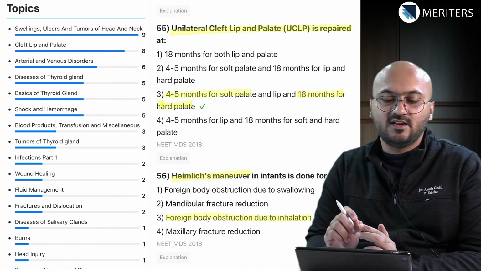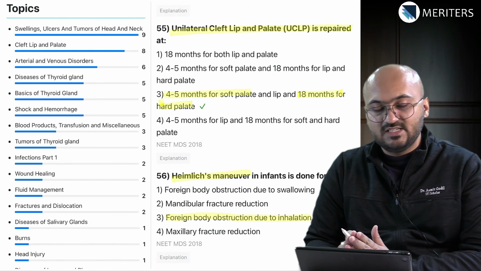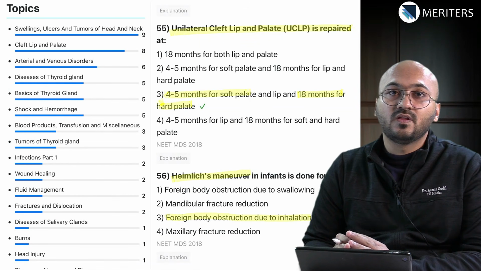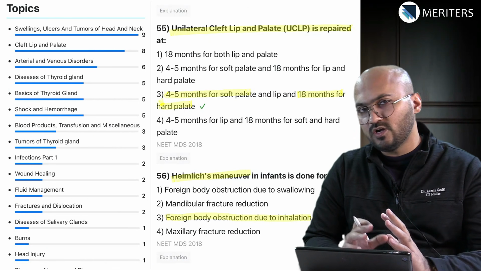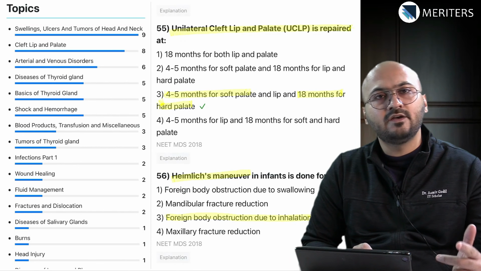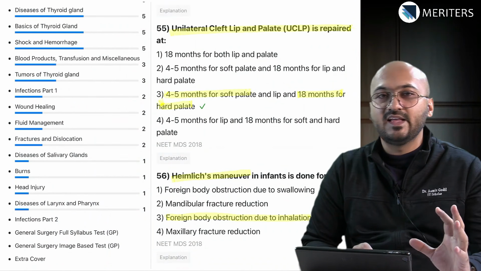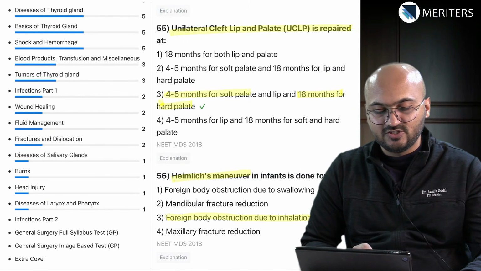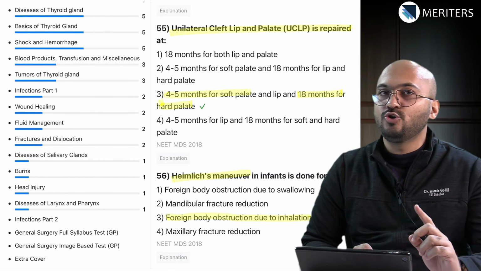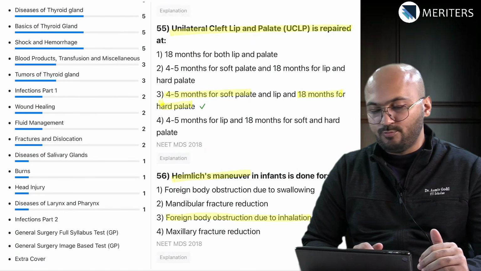And as you can see, swellings and ulcers and tumors are most commonly asked, followed by cleft lip and palate, venous disease, arterial and venous, and thyroid. Surprisingly, 10-12 questions from thyroid, which is a relatively smaller topic. So your focus here should be on these swellings, especially thyroid and all the other swellings in the head, neck, and face. And that also means that fewer questions have been asked on burns, head injury, fractures and dislocation, diseases of larynx and pharynx. But do not neglect them, because you can always have newer questions from these less popular topics.